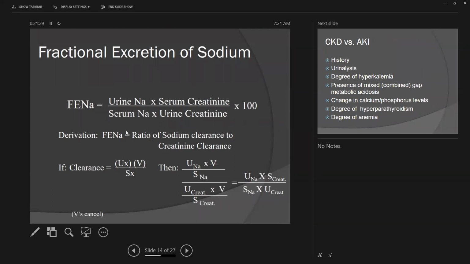So you can Google fractional excretion of sodium and put in the numbers, and you don't have to remember this formula. But just to conceptually understand it, remember that the fractional excretion of sodium is nothing but the ratio of the sodium clearance to the creatinine clearance. And the clearance of anything is urine concentration of that substance times the volume divided by the serum concentration of that substance, whether creatinine or sodium. And you'll notice that the volumes nicely cancel out, and to make this more mathematically pleasing, put this up here, and there's the calculation.